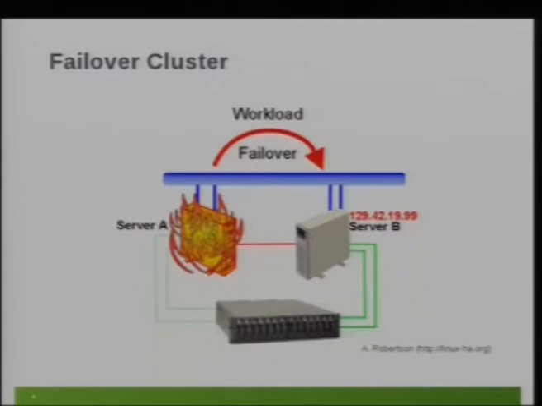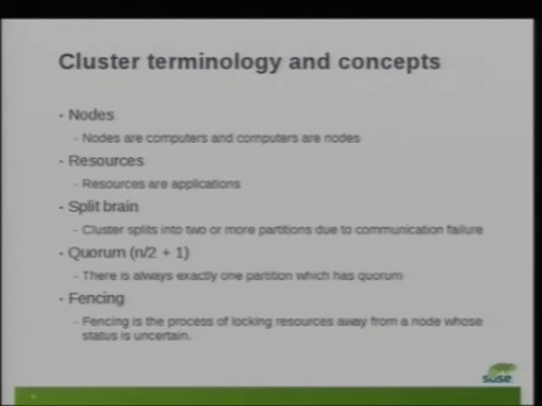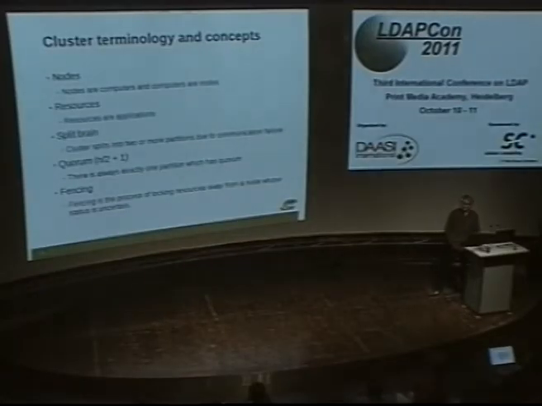So there's some terminology used for high availability clusters that is important to know, because every documentation about clusters usually uses these terms. The first one is nodes. That's just the computers participating in the cluster. Then the cluster has resources. This is basically all kinds of software applications or IP addresses, everything that runs on the cluster.